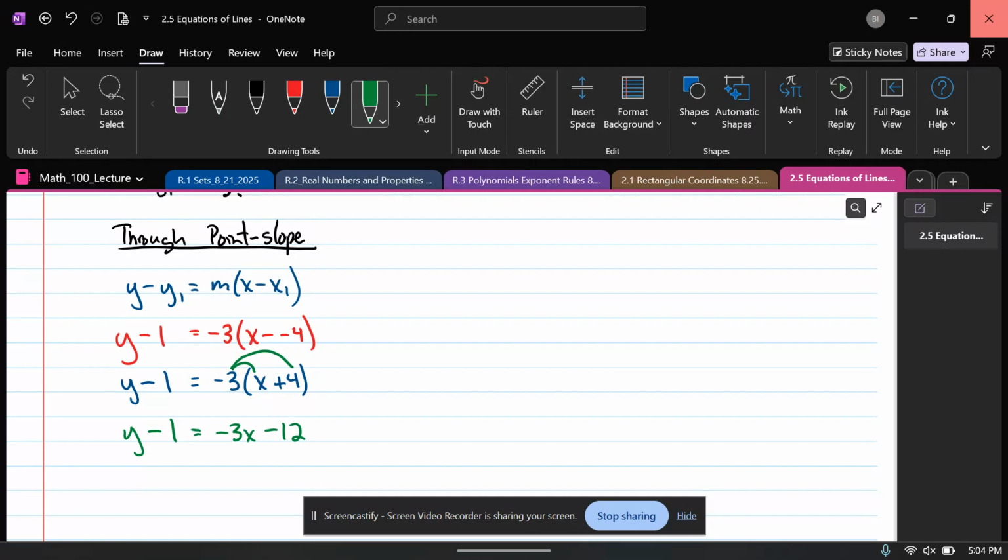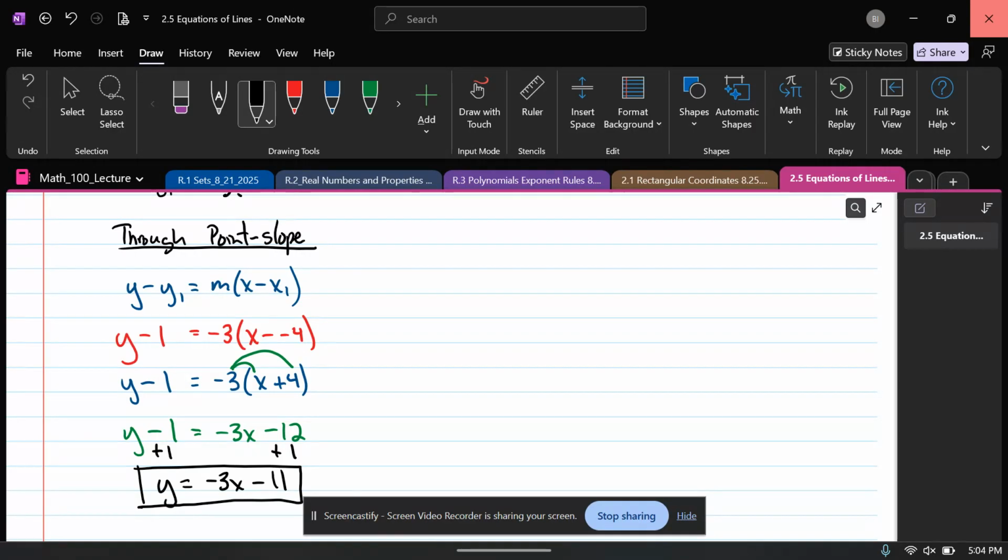To get into slope-intercept form, I just need y to be by itself. So what do I do? Add a positive 1 to both sides. I'm going to add it to the negative 12 that's there. And I have negative 3x minus 11. There's slope-intercept form. That's going through point-slope form.